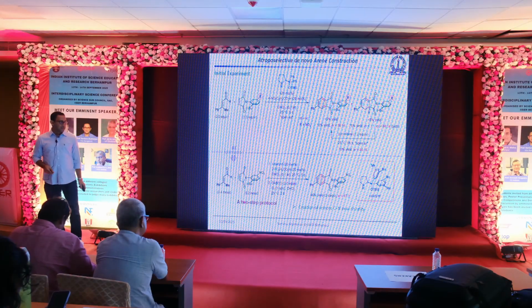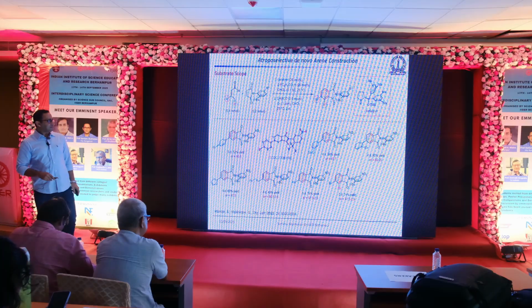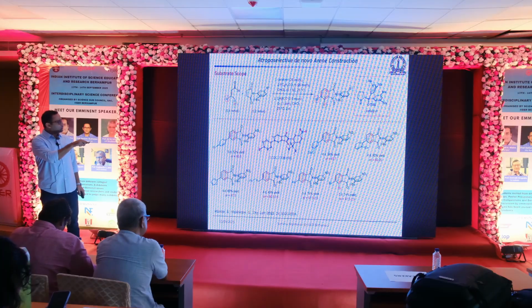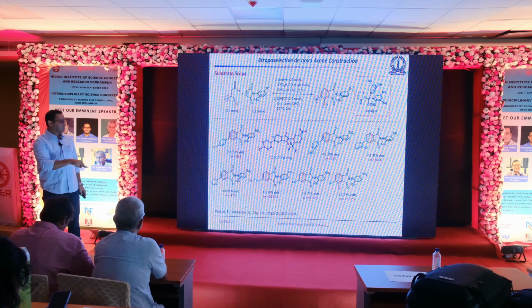This is what we call remote stereo control, and the scope is again quite broad. This part we cannot change much, but on this part we can have aromatic, heteroaromatic, alkene, alkyl, and so on.